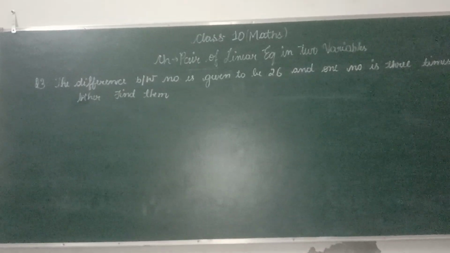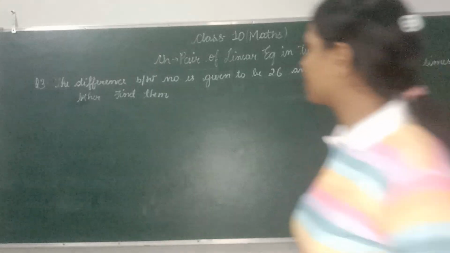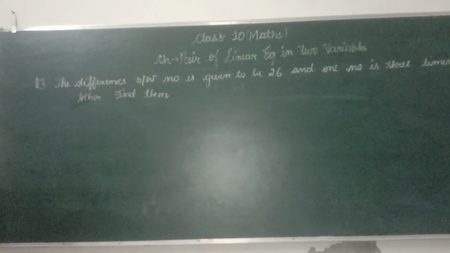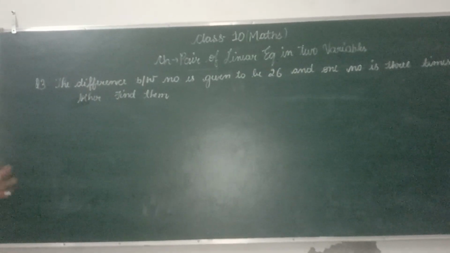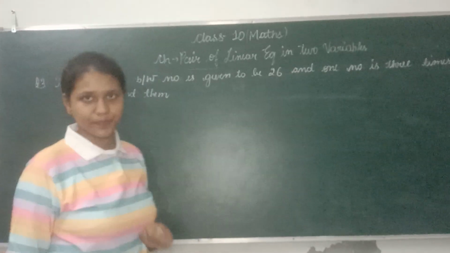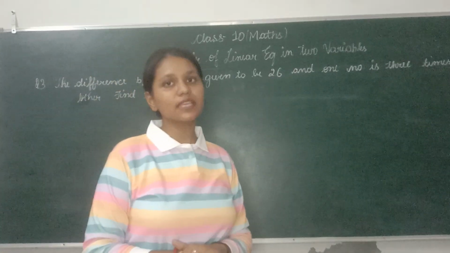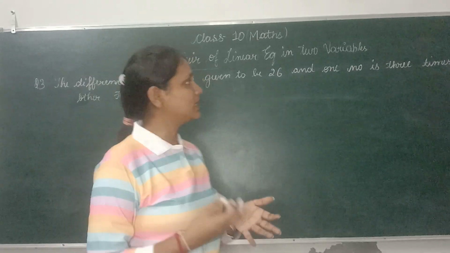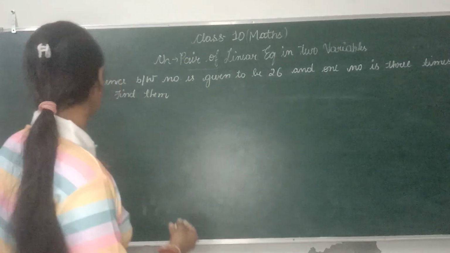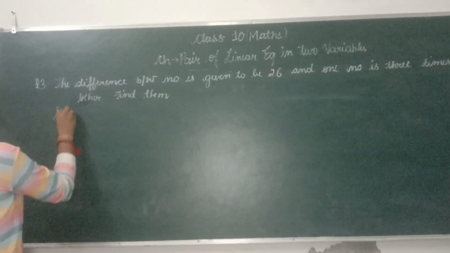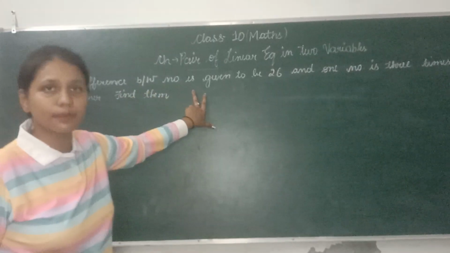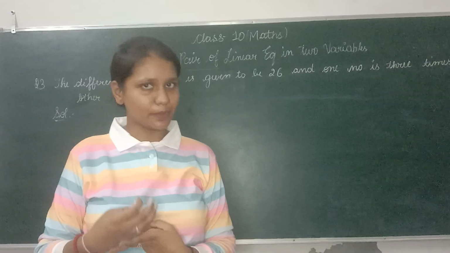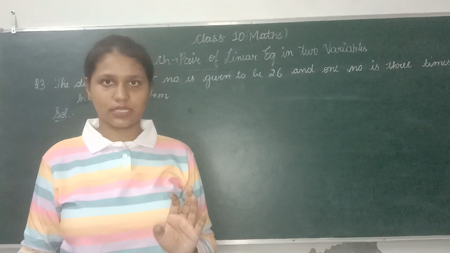Now the next question is: the difference between two numbers is given to be 26 and one number is 3 times the other, and find them. In this question you are not given the numbers, you have to find out the numbers, but the difference is given and the multiple is given. So in this question you have to solve the difference between the numbers. That means you are given two numbers and the difference is 26.